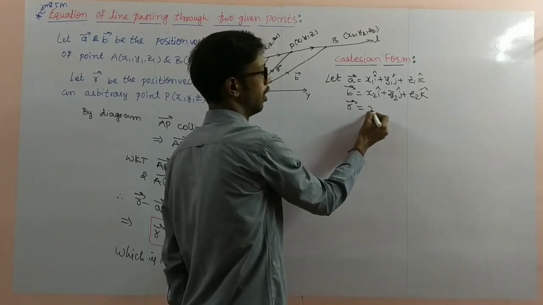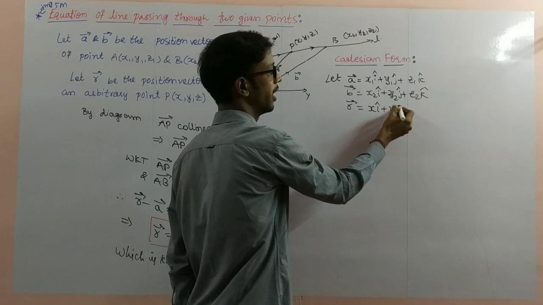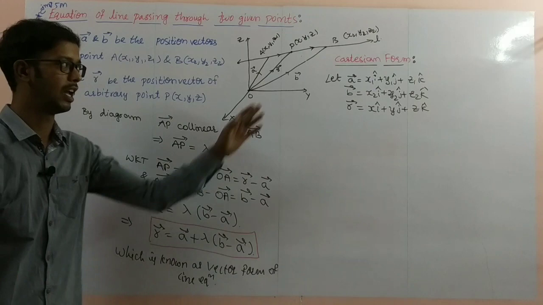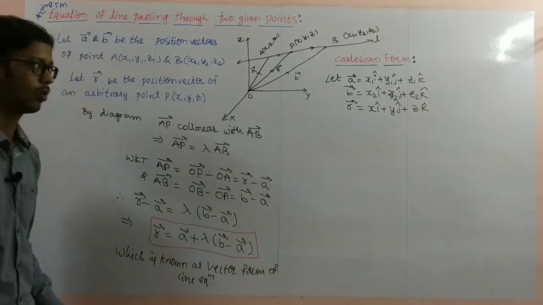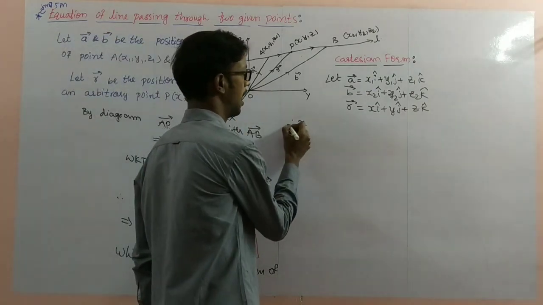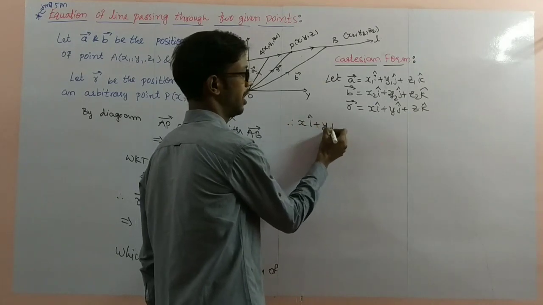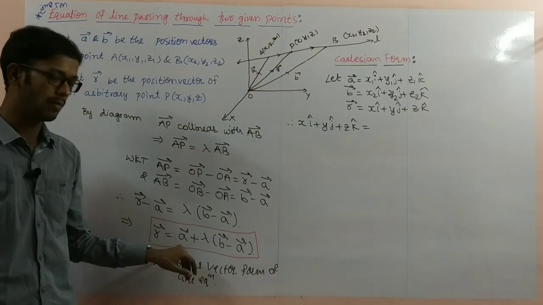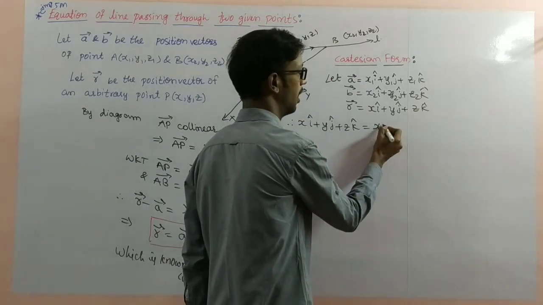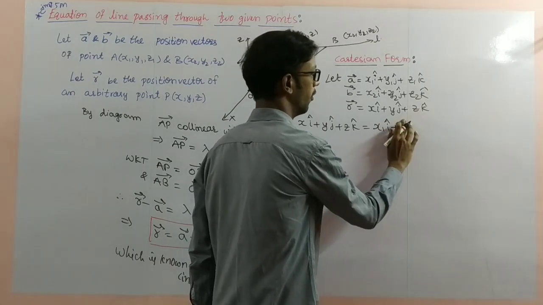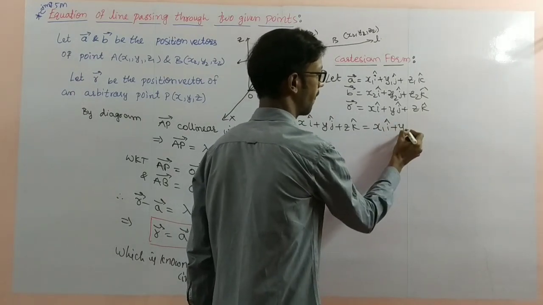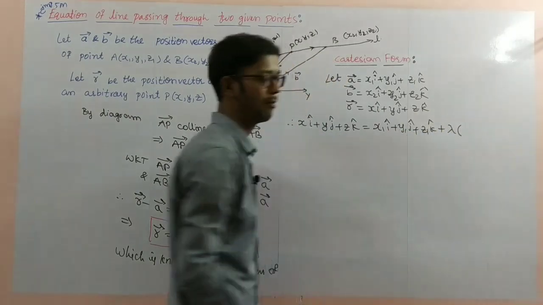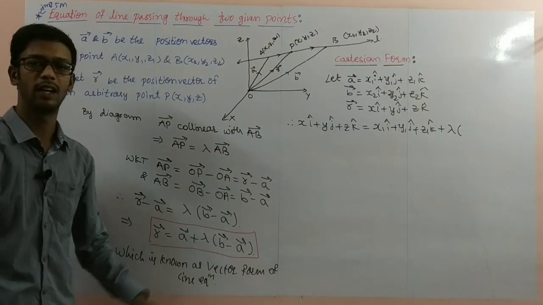R bar equal to X i cap, Y j cap, Z k cap. So this is the R bar vector, A bar vector, B bar vector. Substitute here the total values: X i cap, Y j cap, Z k cap equal to A bar. A bar is nothing but X1 i cap, Y1 j cap, Z1 k cap plus lambda into B bar minus A bar.